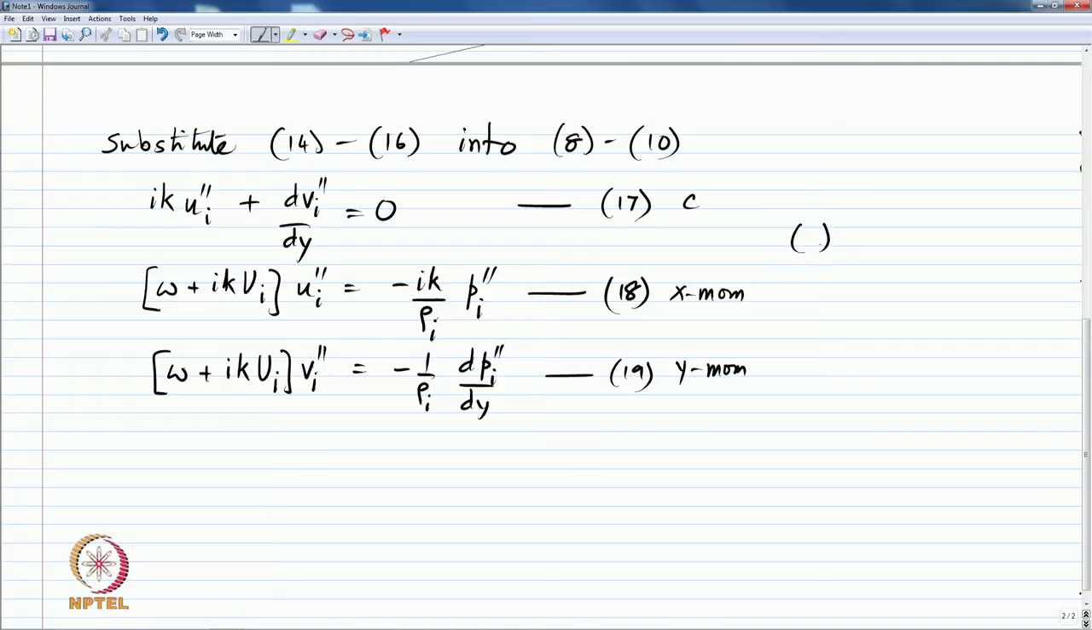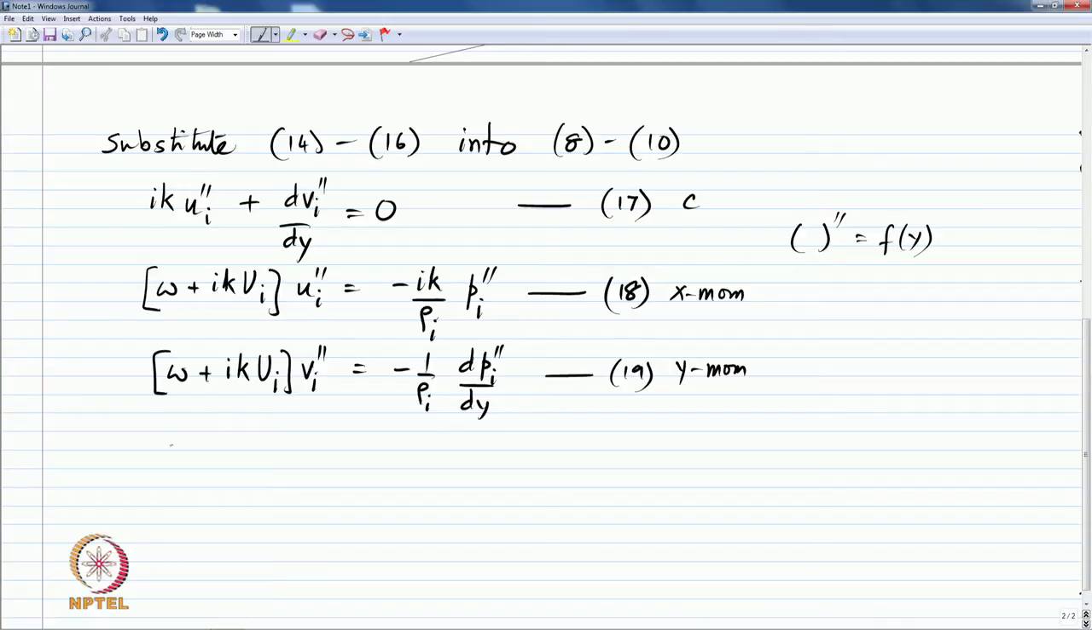The double prime quantities are only functions of y, just so we recall, and that is the reason the derivatives of the double prime quantities with respect to y remain, but with respect to either x or time are simply converted into an algebraic multiplication with either ik or omega, or, as in the case of the advection term, omega plus ik ui.